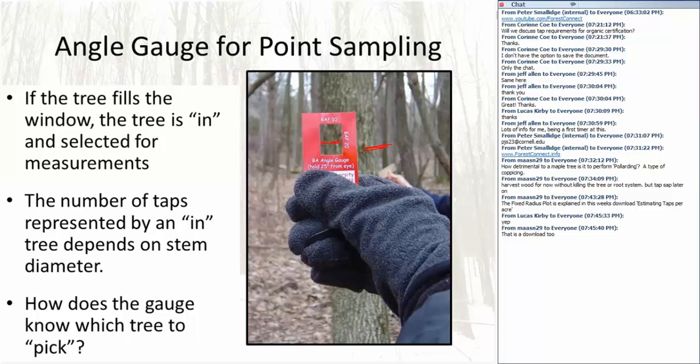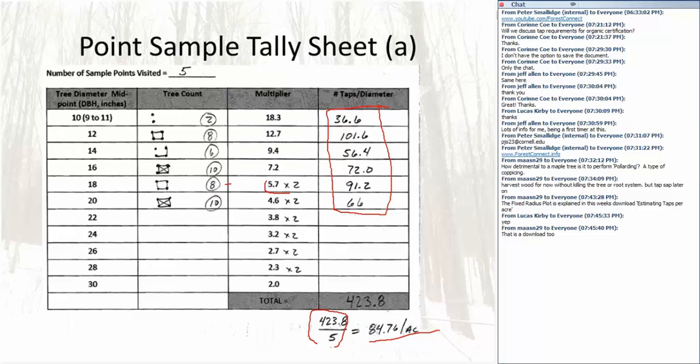And when you count the tree, you need to know what the diameter is. You record the number of 10-inch trees, 12-inch trees, and so forth. Record the number of points that you visit. Do the math. Divide by the number of points, and there's your answer.